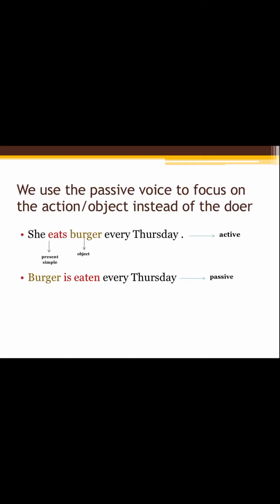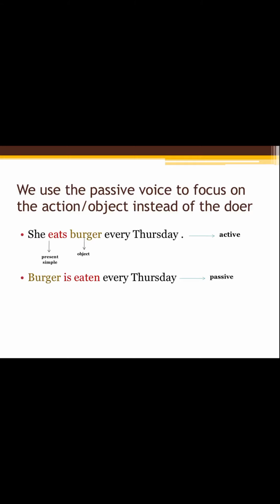For example, she eats burger every Thursday. This is an active sentence because we have a subject, which is she. And the action is eat and the object is burger. So when we want to change the sentence from active to passive, we are going to focus on the object or the action. Where is the object? The object is the burger, okay? So we are going to put it at the beginning of the sentence.